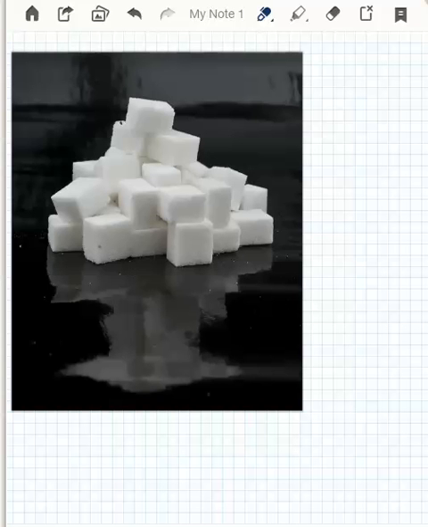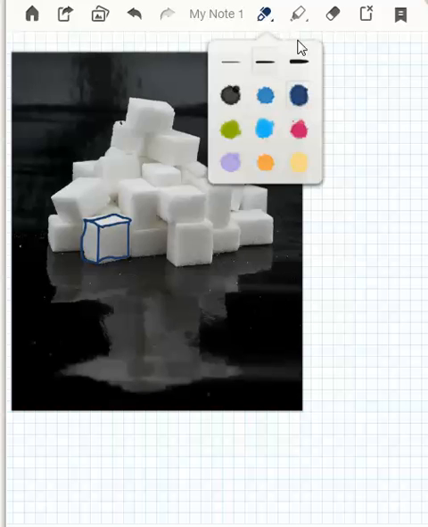Hi there, we're having a look at working out volumes of different types of shapes. Have you ever wondered how much sugar there is in a sugar cube? Just going to work out the volume of this shape. Now I'm just tracing around the outside, and what we need to know is the area of one face.